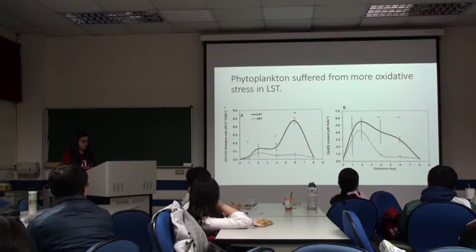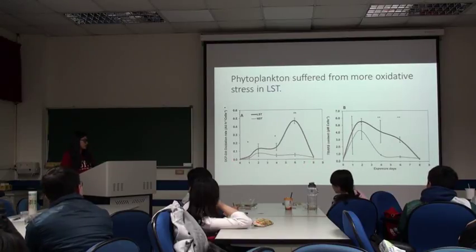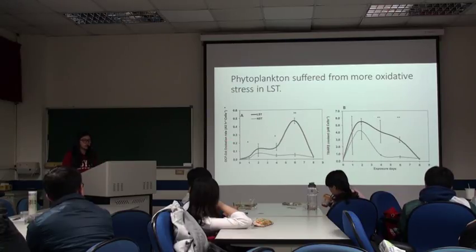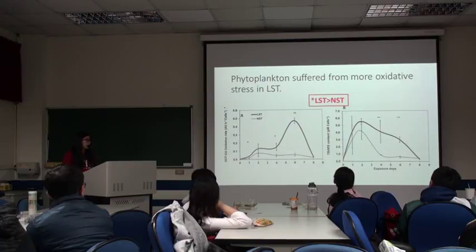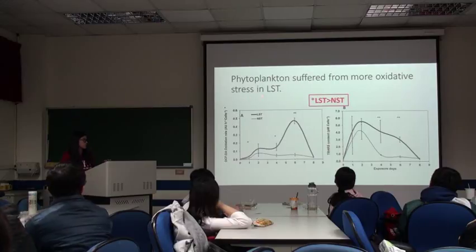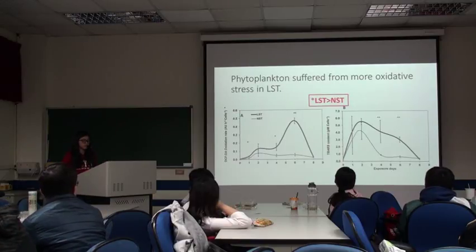And come to oxidation. In these two pictures, the x-axis is exposure days, and the y-axis in picture A is DCFH-DA oxidation rate. In picture B is TBARS concentration. And we can see the readings of LST are higher than NST. And then we know phytoplankton suffer from more oxidative stress in low salinity treatment.